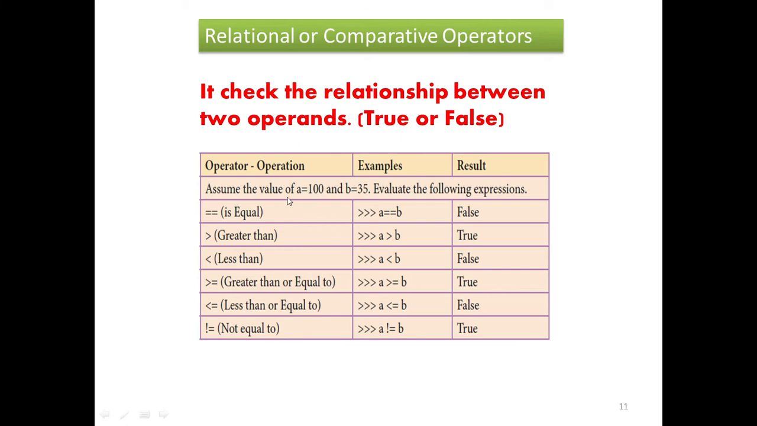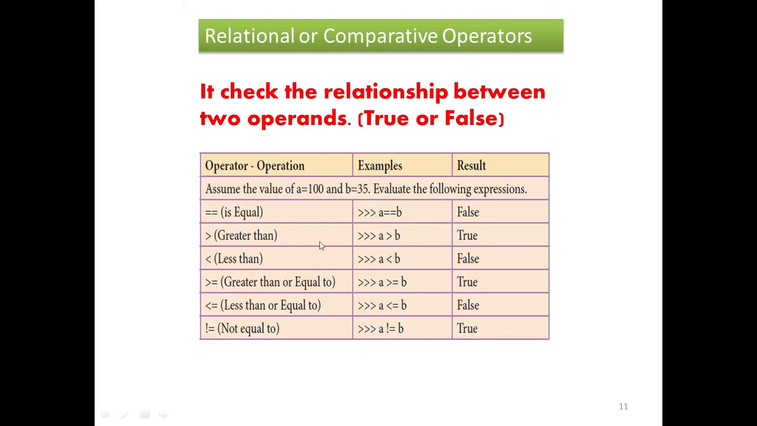In our example, A is one operand, B is the other operand. You compare the two. For example, A equal B. It means A value is 100, B value is 35. Both are equal. If both are equal, for example, if A value is 100, B value also 100, it is true.